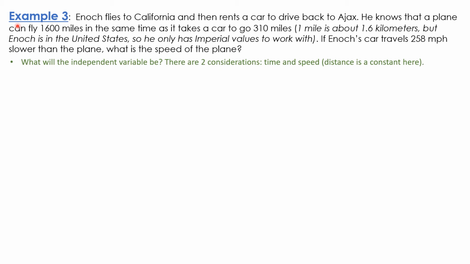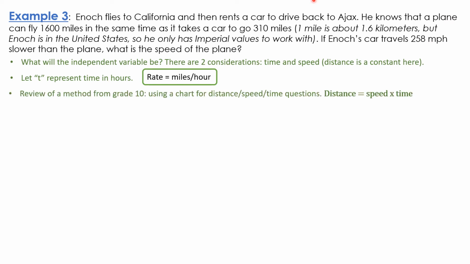What will the independent variable be? And this time we've got time and speed, not distance. Distance is a constant. So what do you think the independent will be? It's going to be time. And what's our rate? Our rate is miles per hour, and we didn't have to figure that out. It was already in the question, mph, miles per hour.